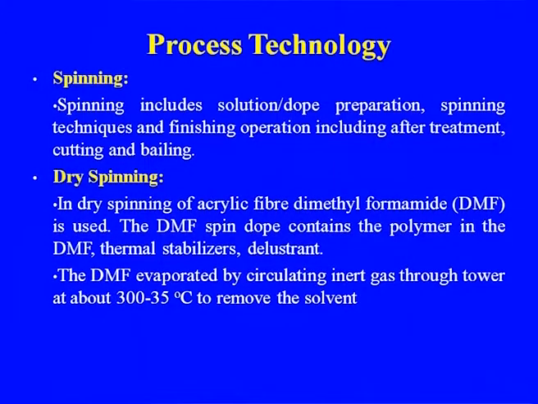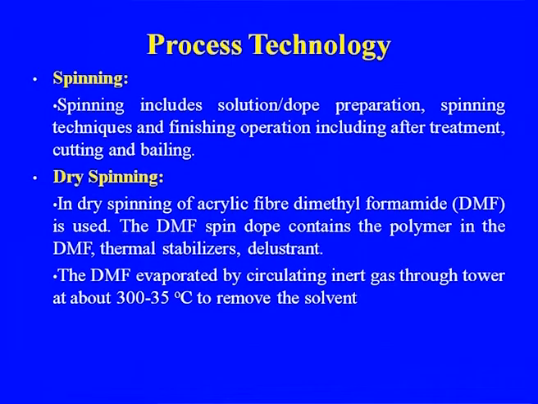Now, as I told you, after the polymer is made, the next step in any synthetic fiber is the spinning process. Depending upon the type of polymer which you are having, different types of spinning process are available. As I told you, there is dry spinning, wet spinning, or melt spinning. Spinning includes solution or dope preparation, spinning technique and finishing operation including after treatment, cutting and baling.